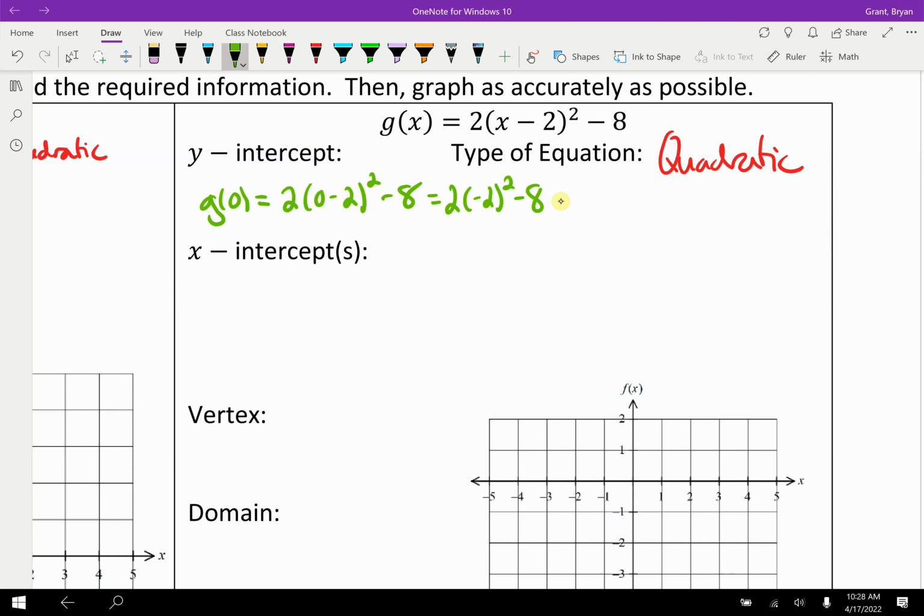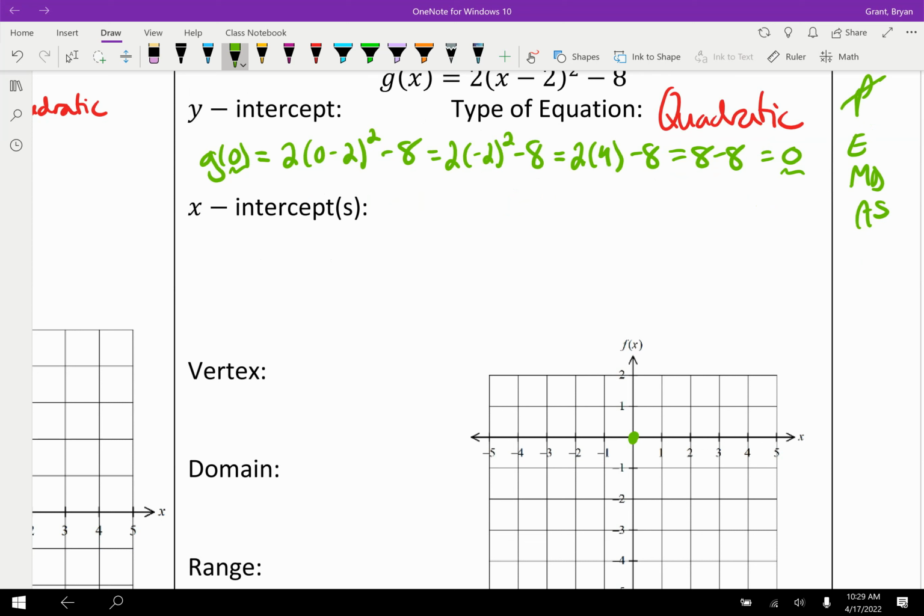So I did what was in the parentheses first. Then we do the exponent next. A common mistake is people will multiply before an exponent, but PEMDAS, right? We need to go through and do exponents before multiplication and division. So negative 2 squared is positive 4. Then we multiply, and then we add and subtract. So our input was 0. Our output was 0. That means the y-intercept is 0. Easy enough. Okay. Next up, we need to find the x-intercepts.